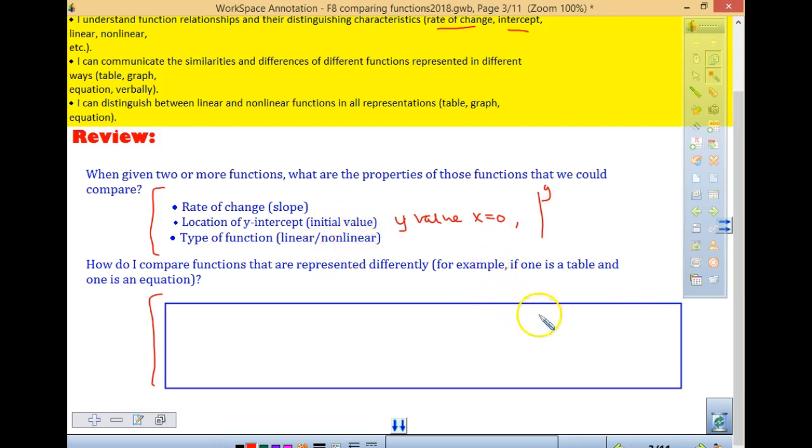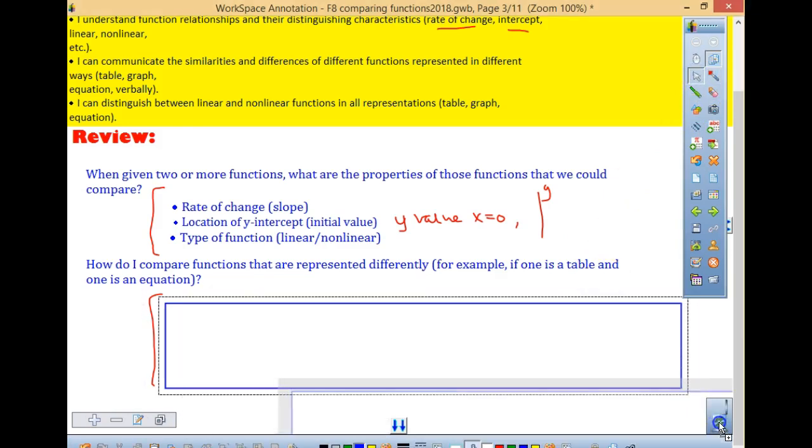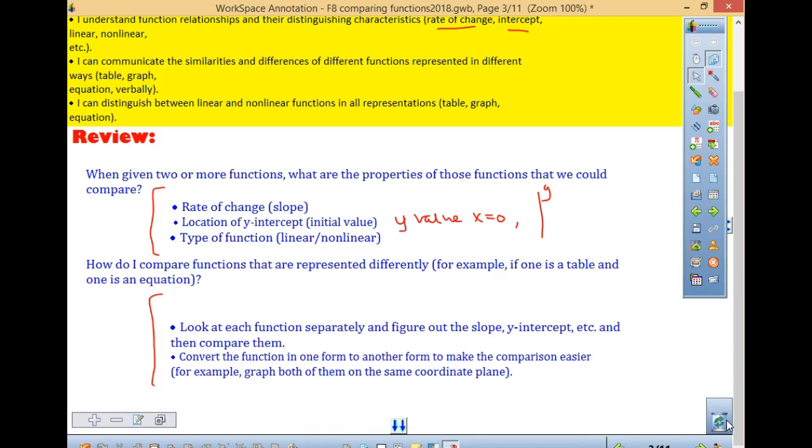That next part down that you should be writing, you want to fill that in. I can pause, we'll wait for you. Comparing our functions, the next thing I want you to write down is that we want to look at each one separately and figure out the slope. So if you have a table and a graph or an equation, you want to figure out what is the slope, what is the y-intercept, and then you want to compare them. That's this whole part right here. That's why I put it up here for you.